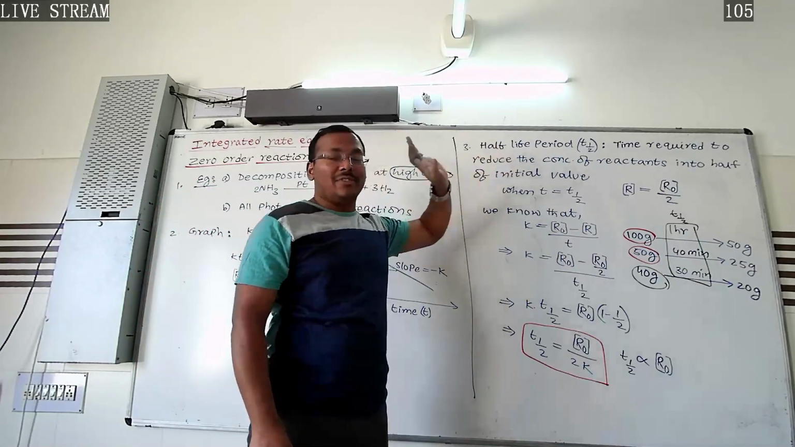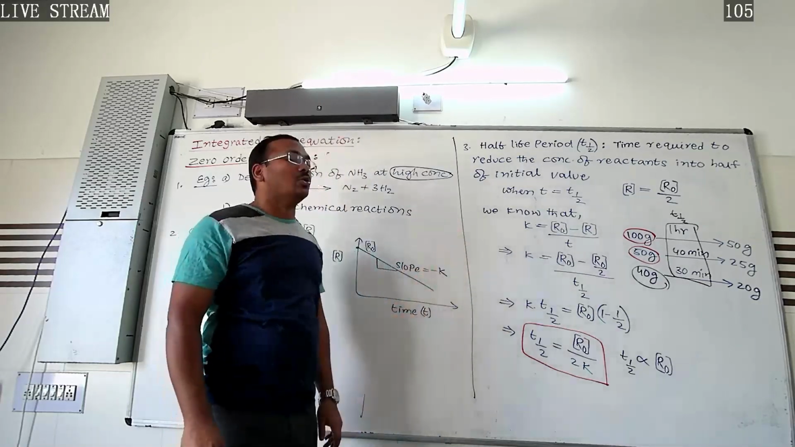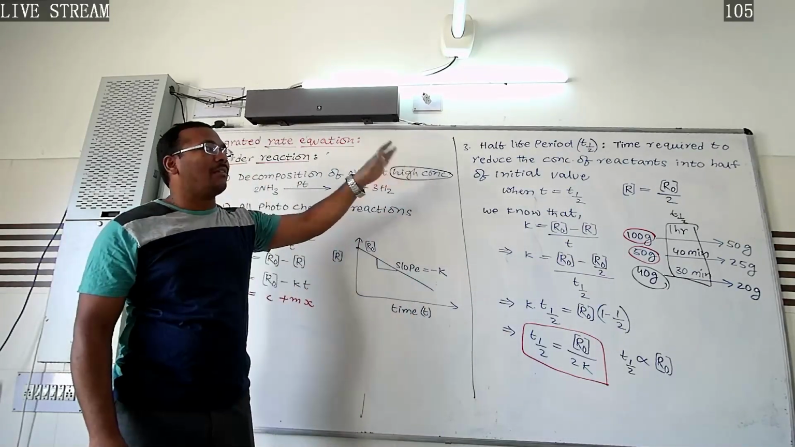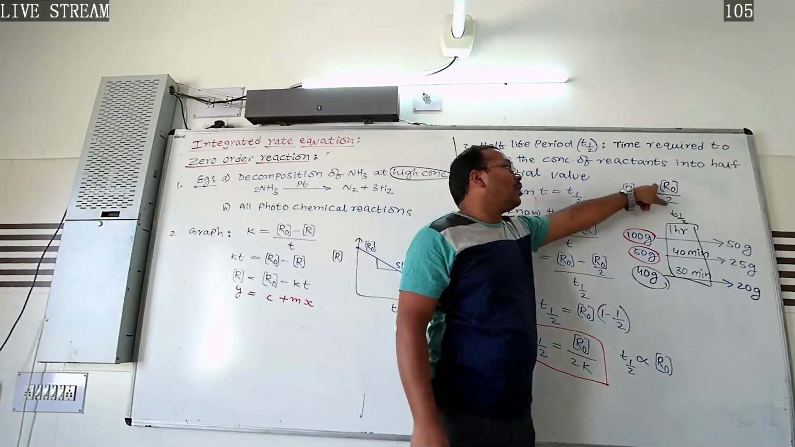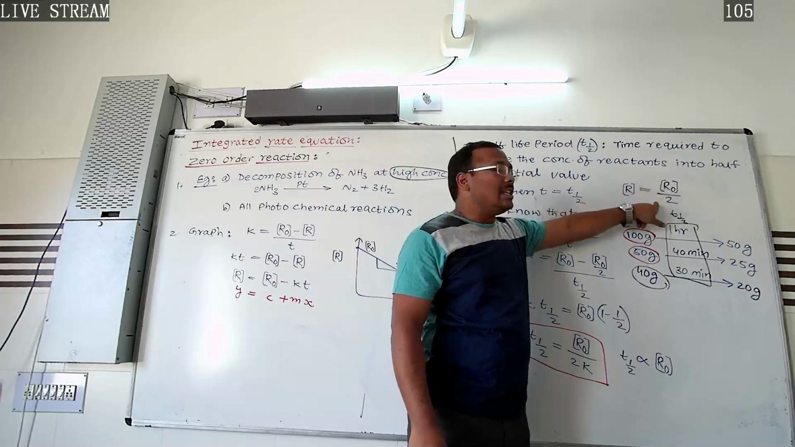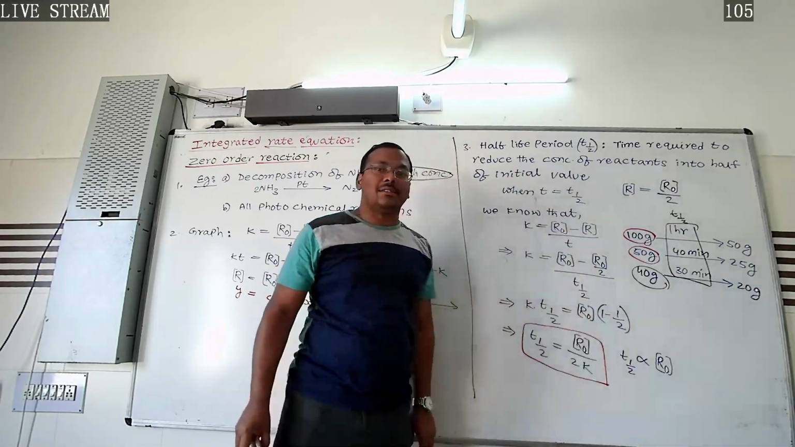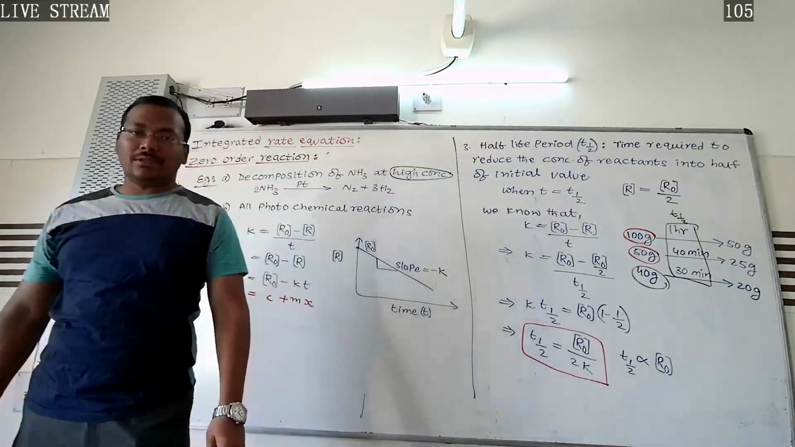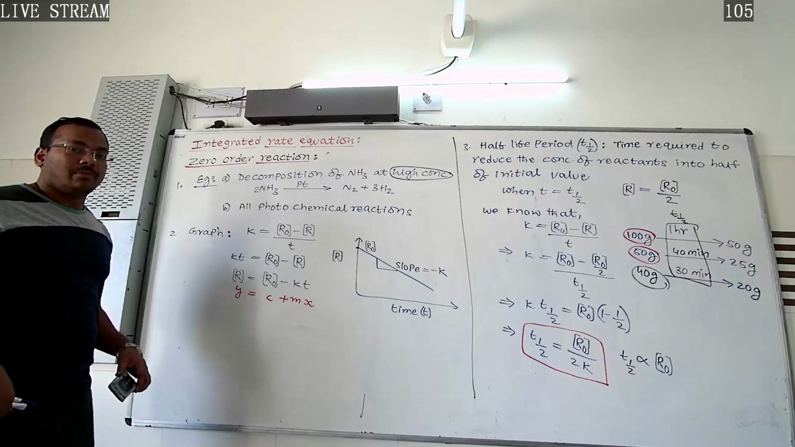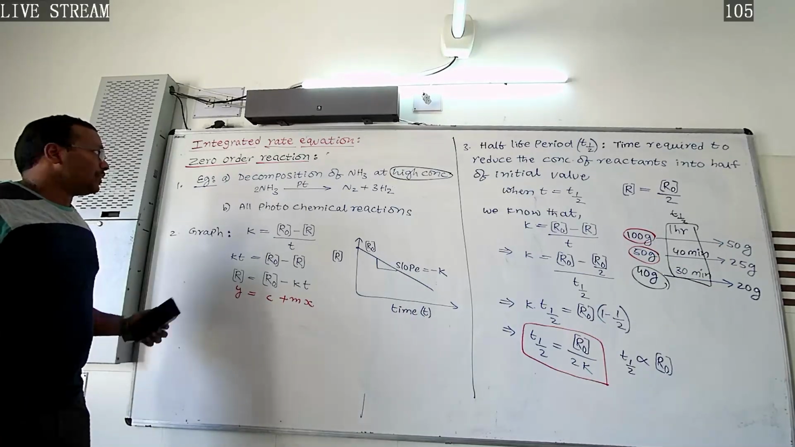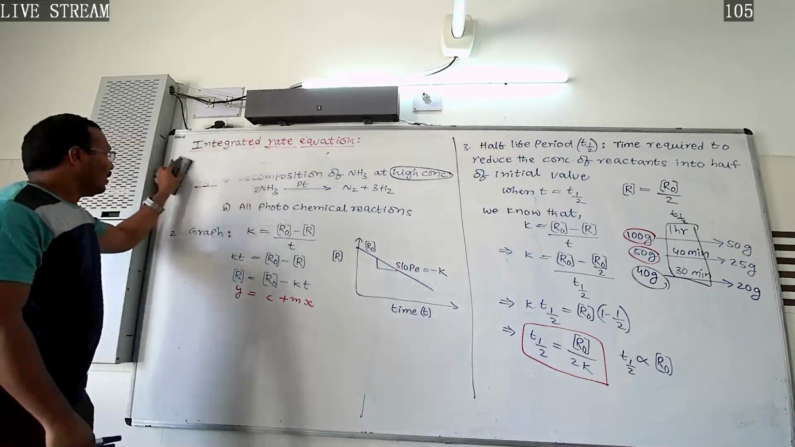And half-life period. What is the meaning of half-life? It is the time needed to reduce the concentration into half of the initial value. So the final concentration will always be equal to half of the initial value when t is T half. Substitute that and you will get the answer. Fine. Understood? Make the notes. Yes, so zero order reaction is over.